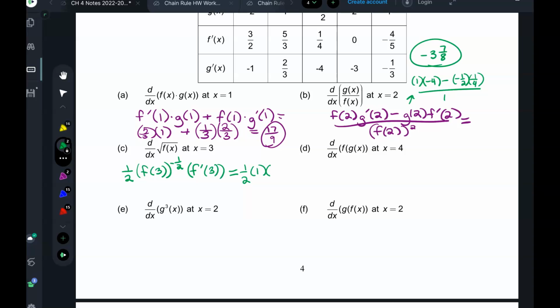Okay. What's f prime of 3? 0. So the whole thing is 0.